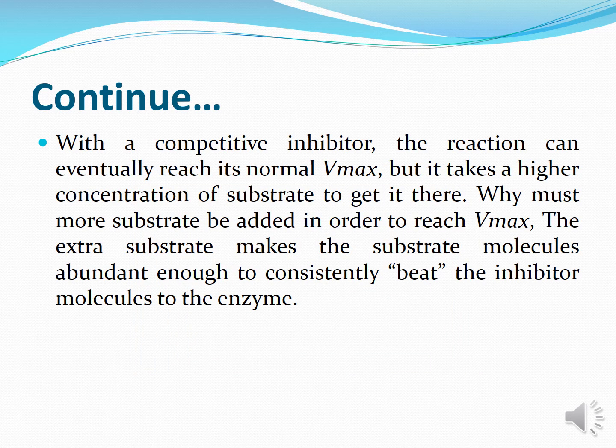With a competitive inhibitor, the reaction can eventually reach its normal Vmax, but it takes a higher concentration of substrate to get it there. Why must more substrate be added in order to reach Vmax? The extra substrate makes the substrate molecules abundant enough to consistently beat the inhibitor molecules to the enzyme.